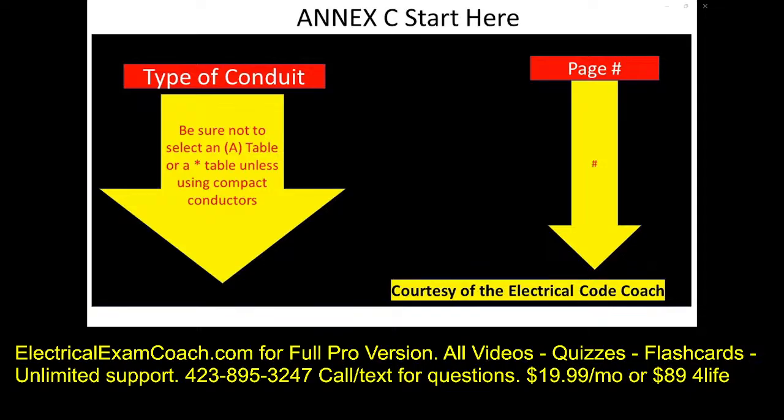And you do not want to use the A versions of these tables. So when you go to the first one, it says C1 EMT. And then the second one is C1A. That's letting you know it's a compact conductor table. Now let's imagine that we did want to go to EMT. Now to slide all the way over, if we look at our far right-hand column, we're going to find that that is our page number.